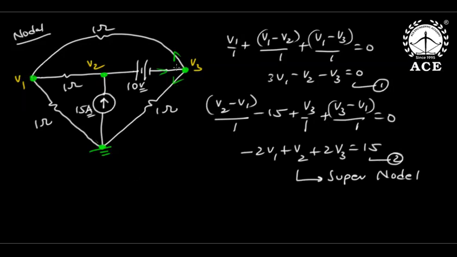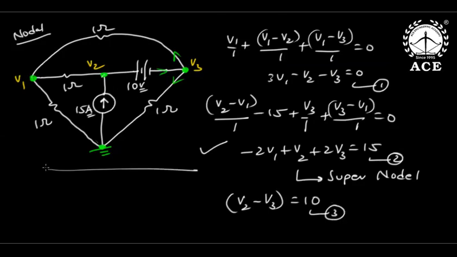Now I'm writing the third equation. Whether you start at V2 or start at V3, we get this equation only. Then what is the difference equation? V2 is more positive than V3 by 10. So V2 minus V3 is 10. So from these three, first let us solve.